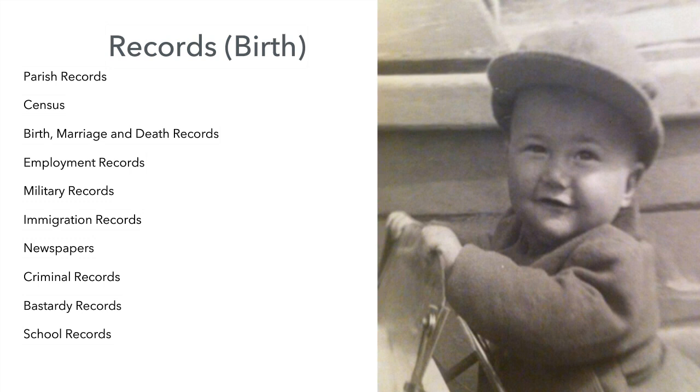Criminal records, if your ancestor was a bit naughty and they went to prison, more often than not, they have the birth date of the criminal. Bastardy records, I'm going to come on to those in a minute, and school records, which I will mention briefly. So these are just some of the records that I use.